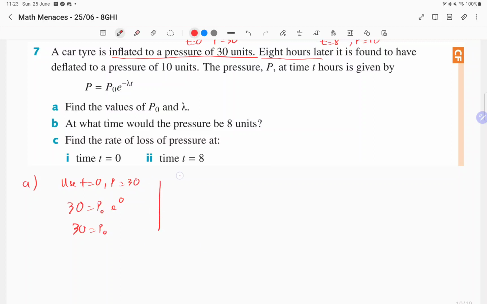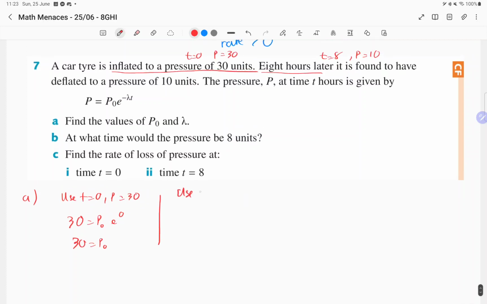So we know that... use T equals 8 and then the pressure equals 10. So 10 equals the initial pressure, which is 30, times e to the power negative 8 lambda. Wait, slow down. Going really fast. Yeah, because I'm just showing you guys the main ideas only, okay? I'm not going to work through every single one of these questions.